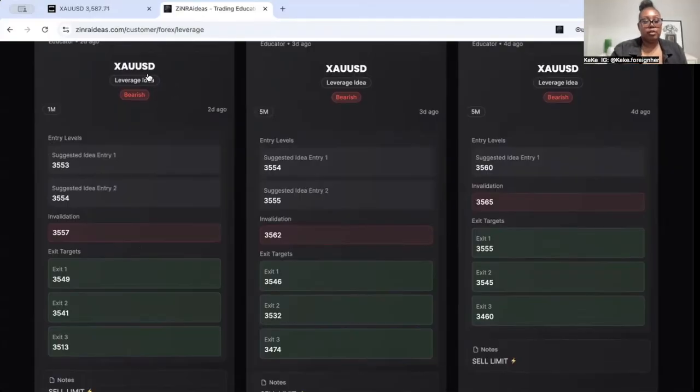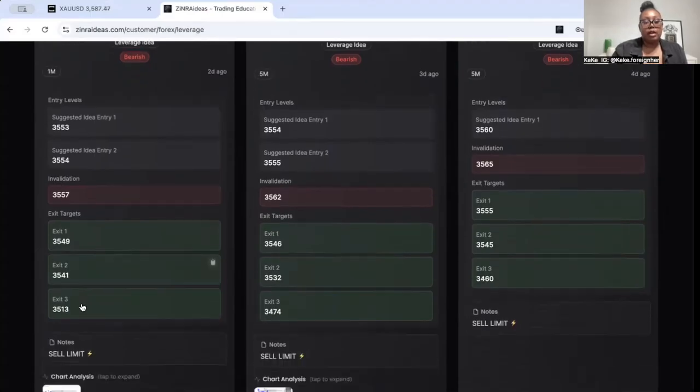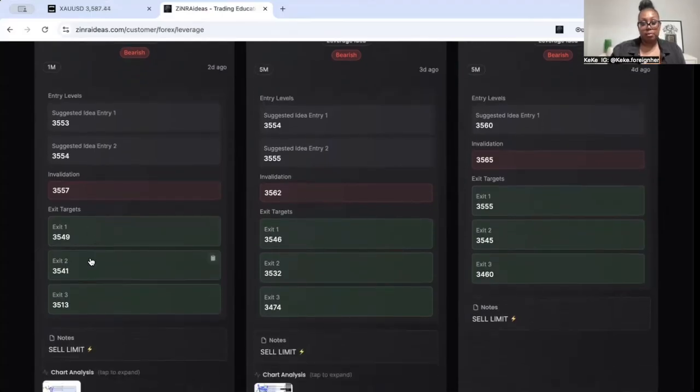So from what we see here, we see our asset, it's XAUUSD, which is gold. We see that it's bearish, so we're selling. We see our entry price, our invalidation, otherwise known as our stop loss area, and we have our exit targets, otherwise known as take profits, okay?